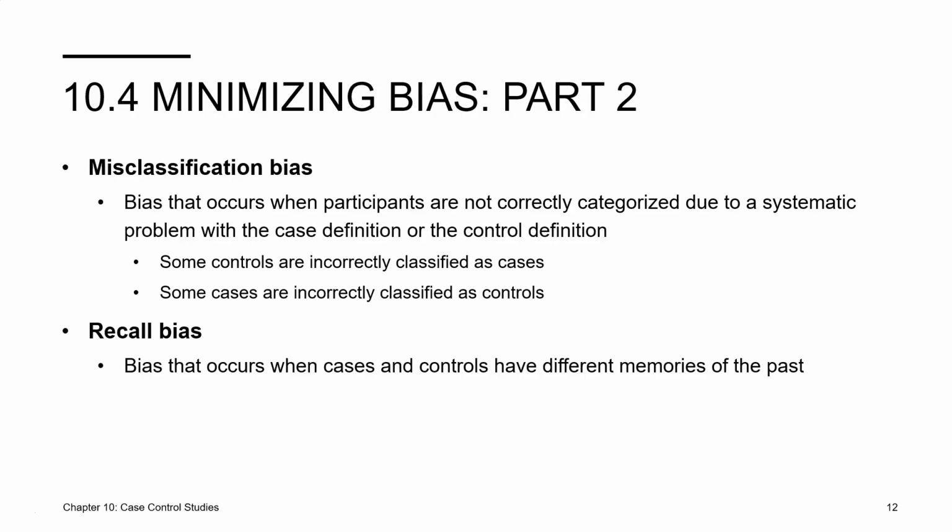And so 2 types of bias that can be common in case control studies are misclassification bias, and this occurs when participants are not correctly categorized as a case or as a control. So some controls may accidentally be called a case, and some cases may be incorrectly classified as controls. Also, because in case control studies you're usually asking about exposures in the past, they may suffer from recall bias, and this is bias that occurs when cases and controls have different memories of the past.